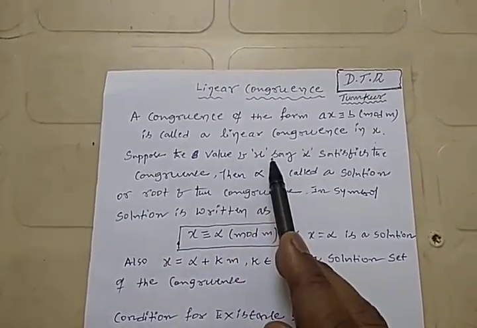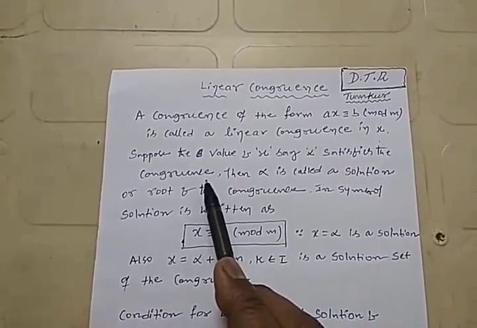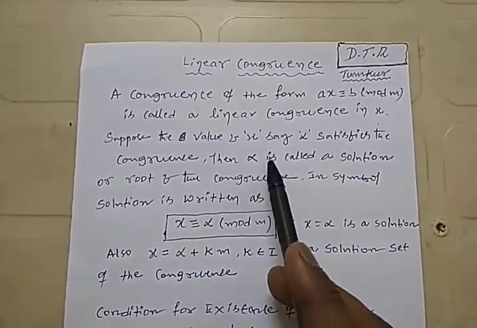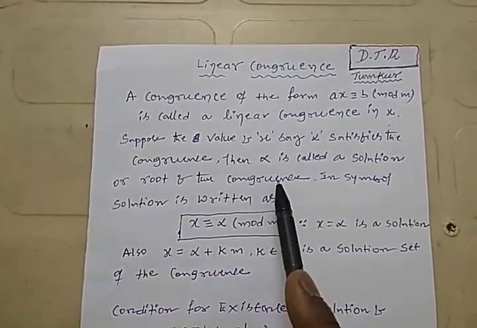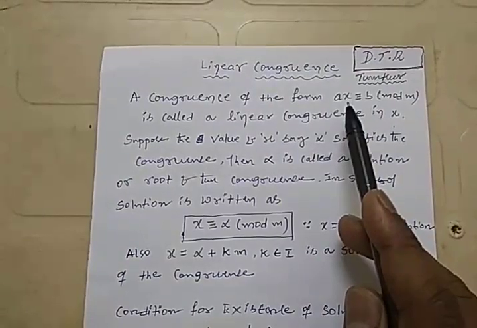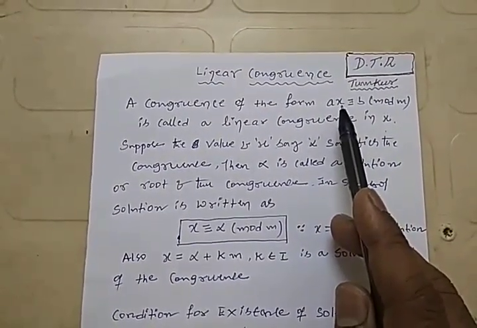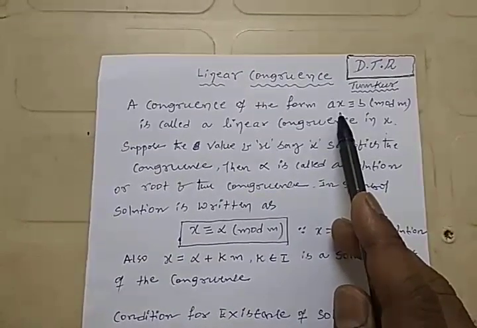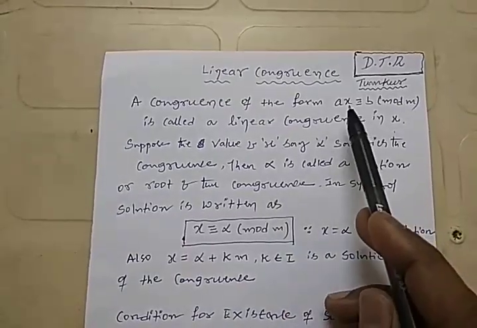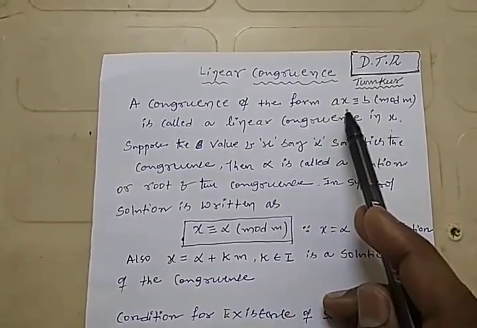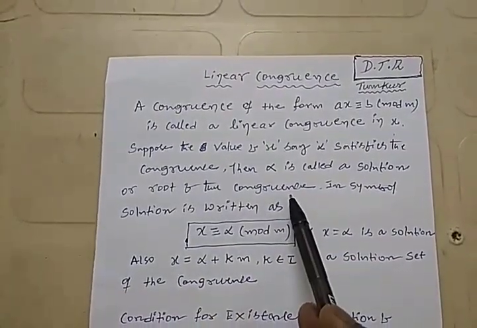Suppose the value of x, say alpha, satisfies the congruence, then alpha is called a solution or root of the congruence. Here x is unknown, and we have to determine the value of the unknown.